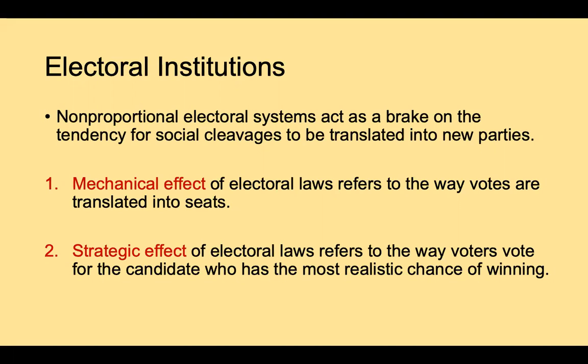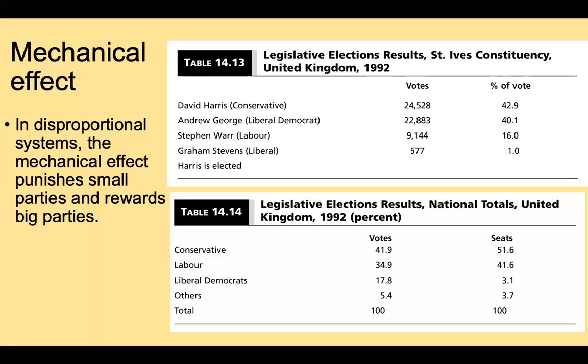And so therefore, you're only likely to vote for one of the 2 parties who has the most realistic chance of winning, because you know that the 3rd and the 4th party are unlikely to win, and therefore you will be wasting your vote if you cast your vote in favor of those parties. Instead, you want to vote for those parties that have a realistic shot at winning so that you don't waste your vote. This is the strategic effect. So in disproportional systems, the mechanical effect punishes small parties and rewards big parties. And I want to show you the way that this works.